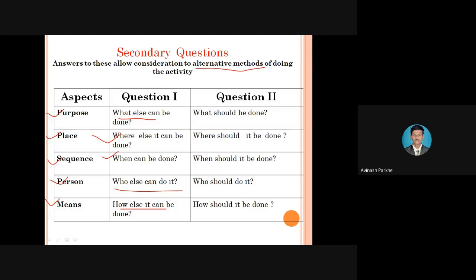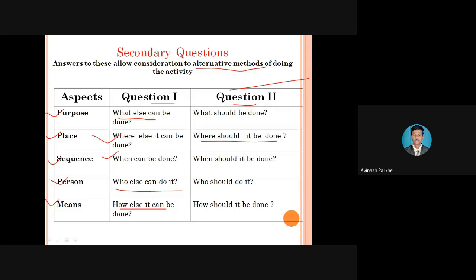Question number 1 and question number 2 are both correlated with each other. If I think about the place, what is question number 1? Where else can it be done? It is not decided just now; only the question is asked: where can it be done, where else can it be done, and where should it be done? So you have to understand the relation between question number 1 and question number 2, and by combining both relations we get the final answer.